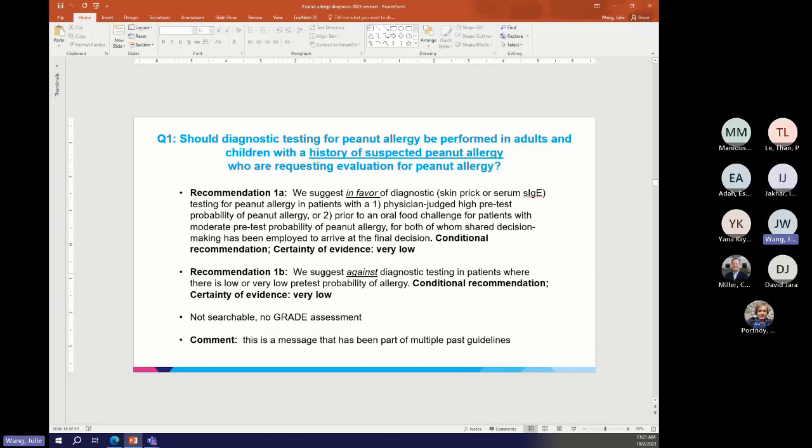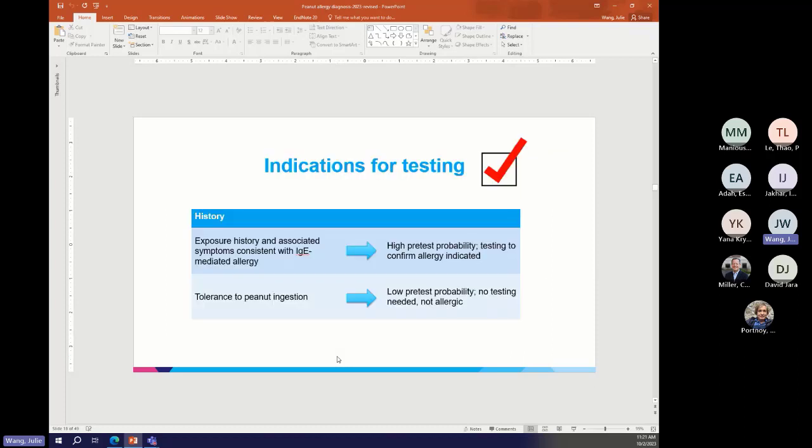In addition, we suggest against diagnostic testing in patients where there is low or very low pretest probability of allergy. These were not searchable questions, really, and there was no formal GRADE assessment performed to come up with these recommendations. This message really has been around in past practice parameters. This is kind of a lot of the base that we go with for the field of food allergy. So what do we mean by that, basically?